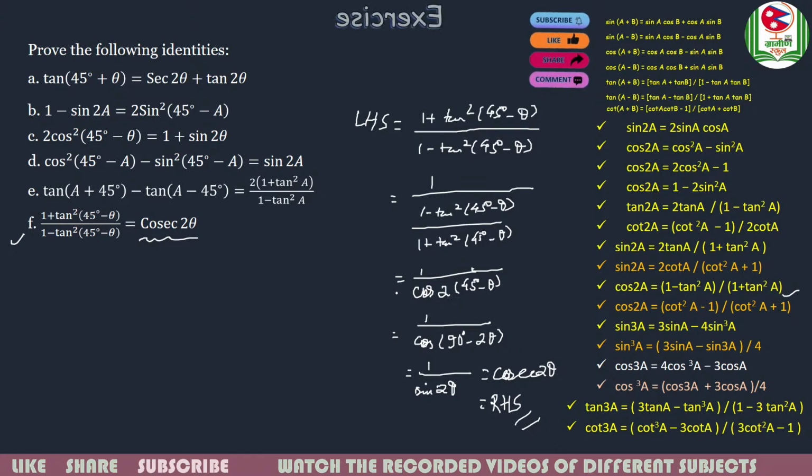In this way we have proved all of these identities. If you haven't understood all this, I have tried to make you understand in a very easy and simple way, using very simple steps and also using the basic concepts. And if you haven't understood, it's my advice to watch this video 1 or 2 times, then it will be easier for you to understand.